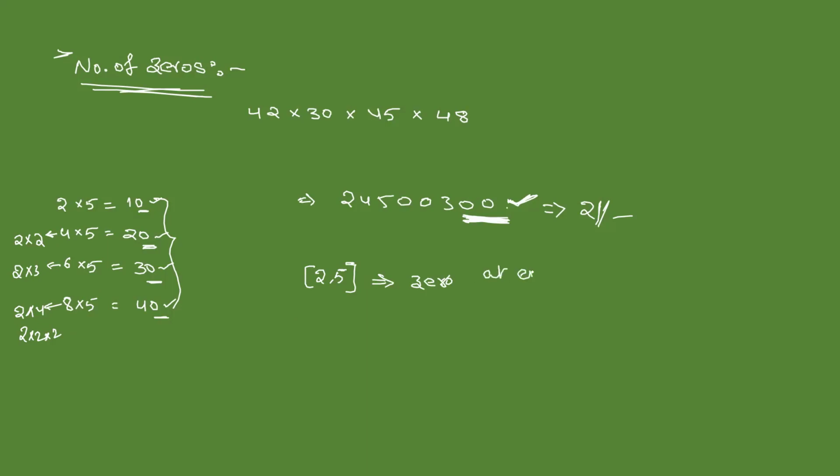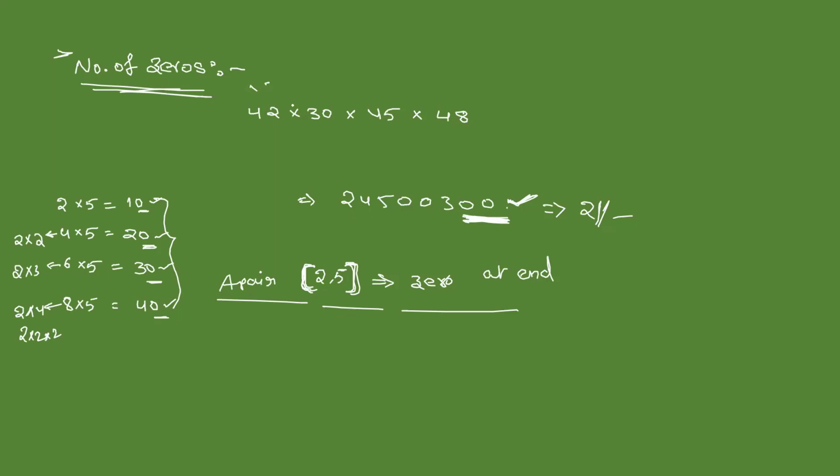Okay. So what will be our goal in this type of questions is very simple. A pair of 2 and 5 will give us a 0 at the end. We need to find how many pairs of 2 and 5 will be there in the given question. If you are able to find that, then easily we can tell the number of zeros at the end of the product.